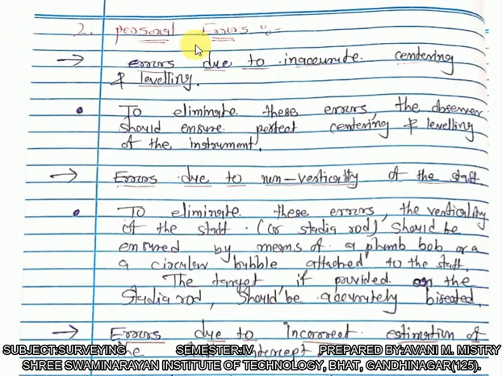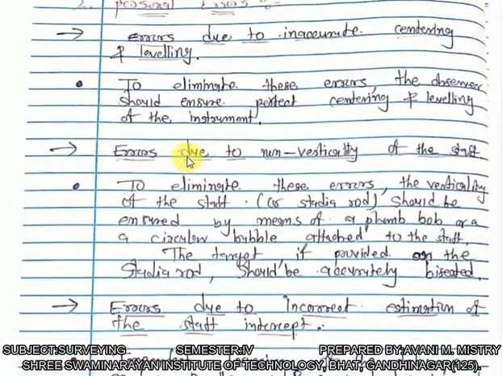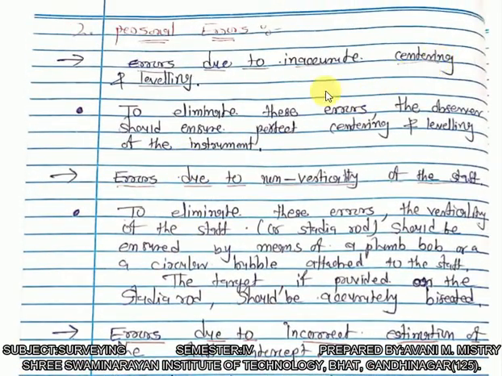Then the second one is personal error. Errors due to the inaccurate centering and leveling. If the centering and leveling procedures are not perfect, errors in the readings occur. To eliminate these errors, the observer should ensure perfect centering and leveling of the instrument.